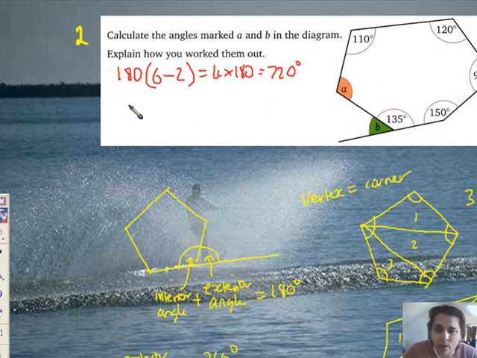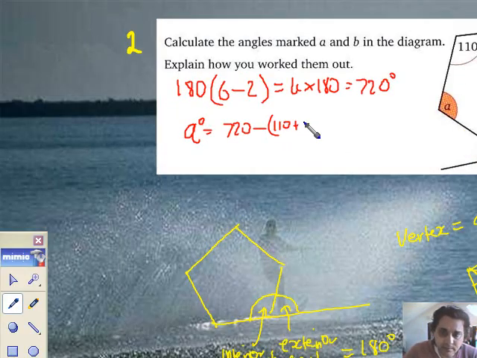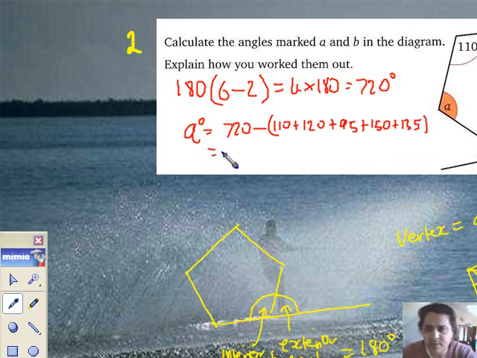I can now work out angle A. So now I can do it. A degrees is going to be 720 take away this little lot. Now I've got to write them down. Right, straight into the answer. Hope it works. 720 take away, so 110 and 120 and 95.